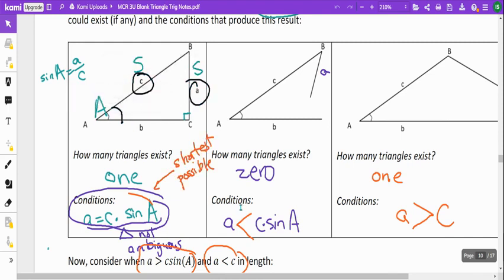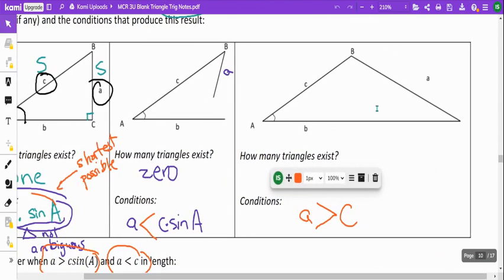Now, if it is shorter, that means we are in the situation where no triangles are formed. So if side A is too short, you have no triangles. If it's perfectly the right size, we have one triangle. And if it is longer, we've got two different situations. If it is a little bit longer, let's say 9, we get into the ambiguous case, where the arm can swing and make contact with line B twice.